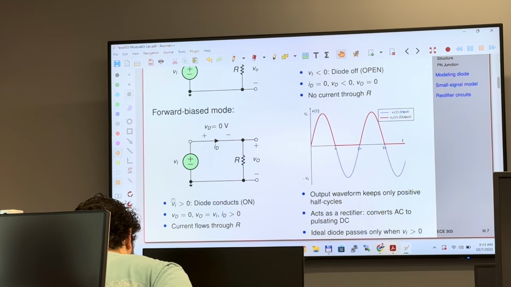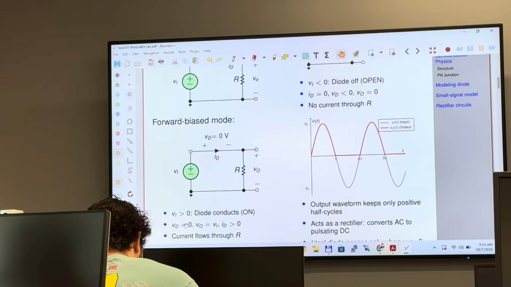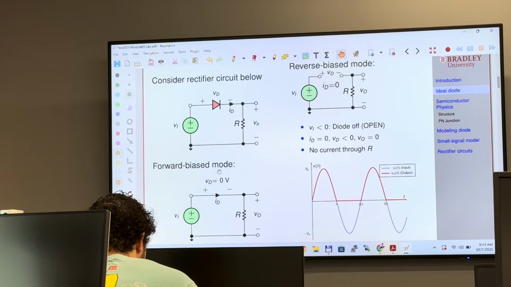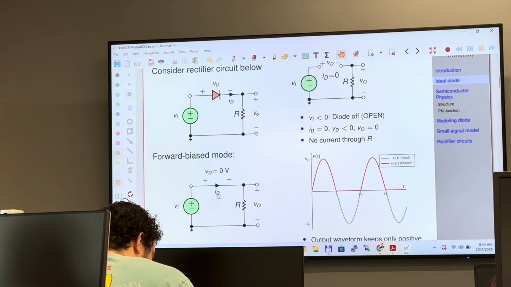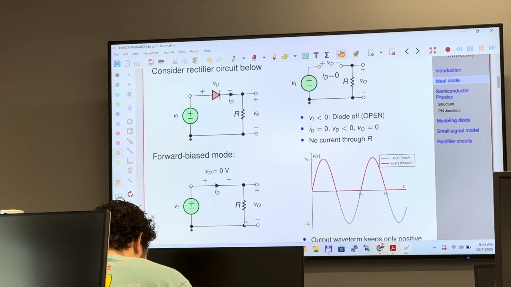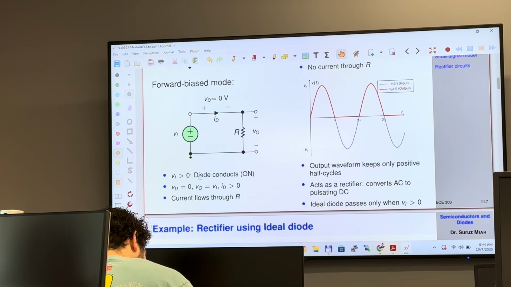So when input voltage VI is positive, diode conducts. So the diode is going to be a piece of wire. You can just think of this as a piece of wire. Current ID is going to flow, and this current is going to be limited by this resistance. So diode conducts. If VD equals 0, output voltage.